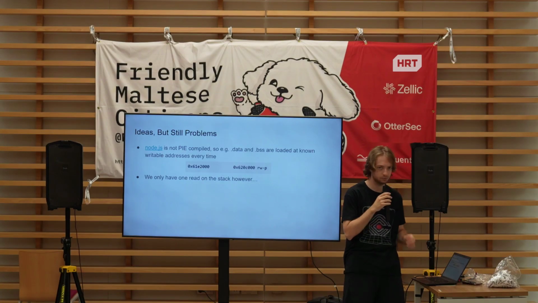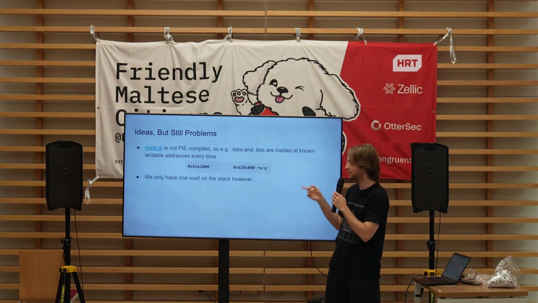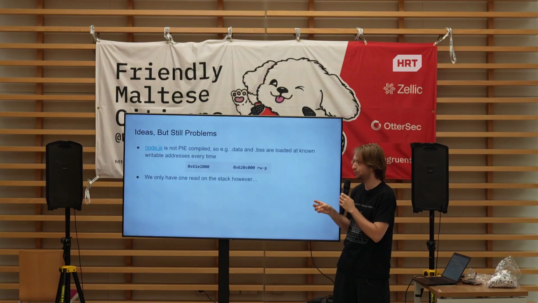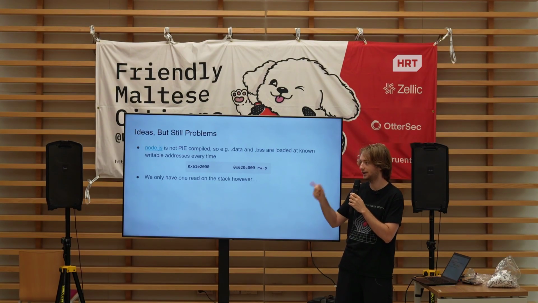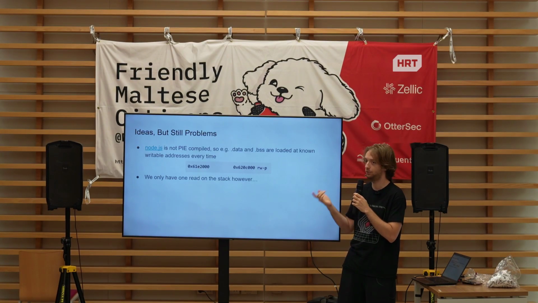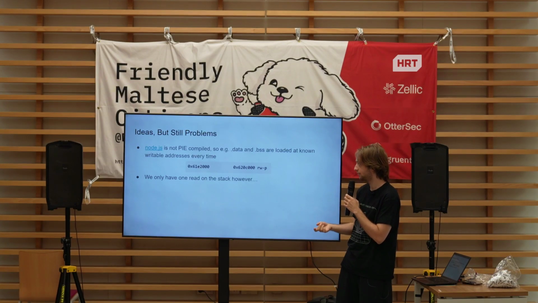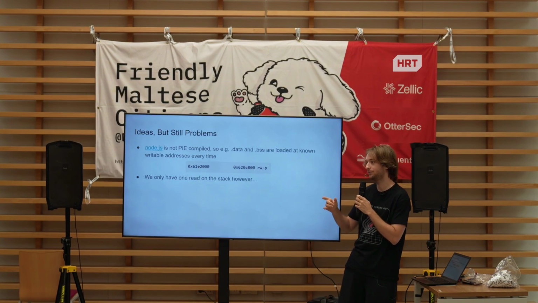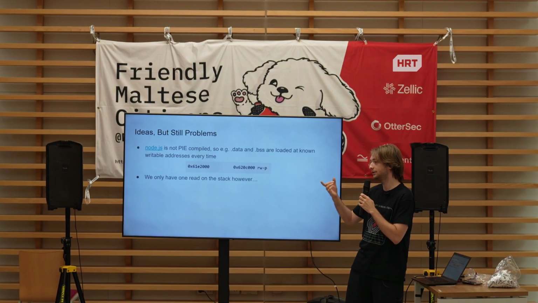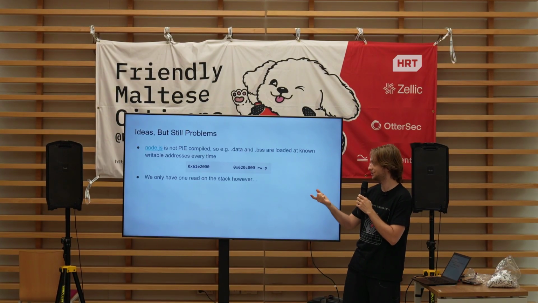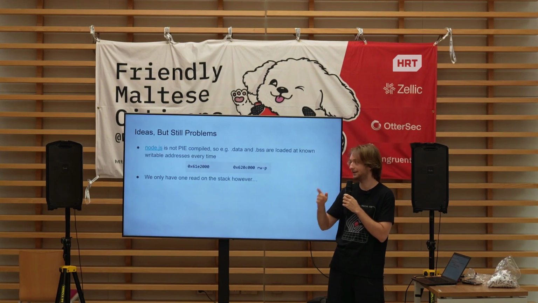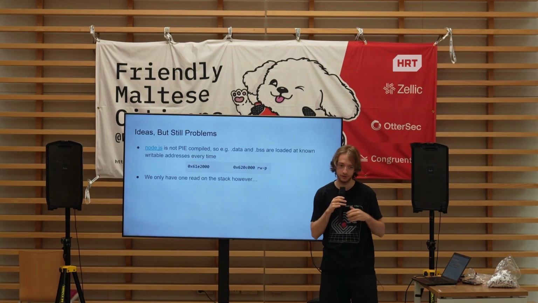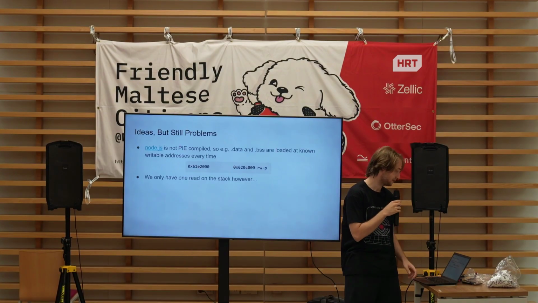However, not that much, because as we said, Node.js isn't compiled with PIE. So we have a lot of addresses that are static, and some of them are writable, like, for example, the .bss section or the .data section, right? Even though it would be really nice if we can just write something there, the problem is that we still have only one write, and that is on the stack. So that's another problem. How do we bypass that?